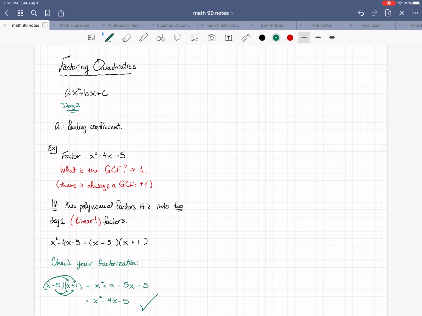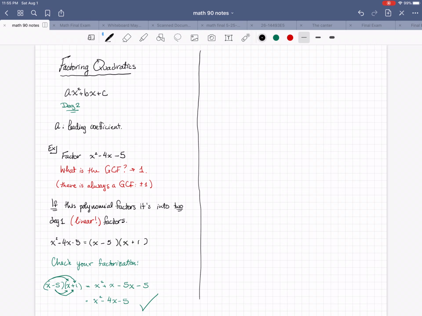I cannot stress the importance of checking your factorization, because sometimes you'll feel in your heart of hearts that you've got it and that it's right. But then you look a little bit more closely and you realize, you know what, that doesn't pan out. Okay, next.